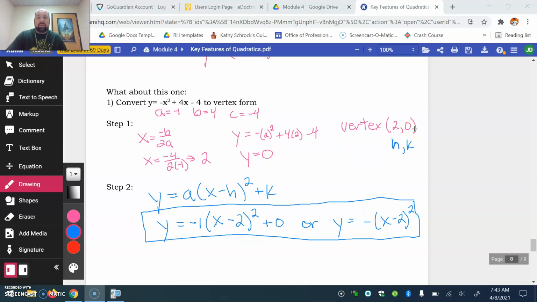You could have used your graphing calculator to find that point in the table or on the graph. That's our h and k. So I use my vertex form, substitute a, h, and k in, and it can look like this: -1 parentheses x minus 2 squared plus 0. But we don't really need plus 0 at the end. So the other option is y equals negative parentheses x minus 2 squared. Okay?